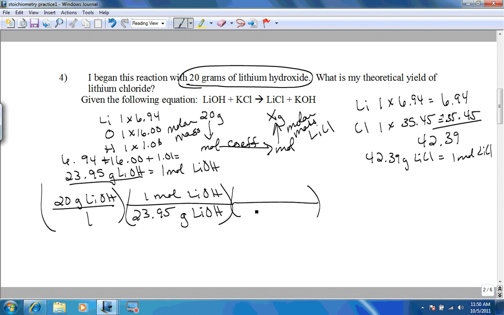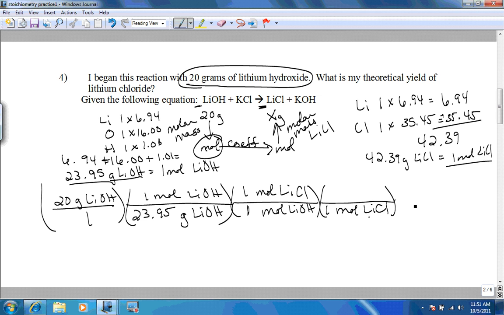Now we have moles of lithium hydroxide on the top. That means I want moles of lithium hydroxide on the bottom of the next one. We are right here in our plan right now. So we need to go from lithium hydroxide over to lithium chloride. So we use the coefficients, which there are none, which means that it's 1. So where we're going to is lithium chloride, so 1 mole of lithium chloride, because the coefficient is 1. Now that we're in moles of lithium chloride, we can get back into grams of lithium chloride. Moles of lithium chloride on top, put moles of lithium chloride on the bottom. 1 goes with moles. That means that is equal to 42.39 grams of lithium chloride.